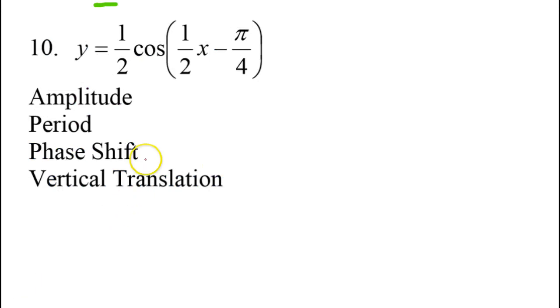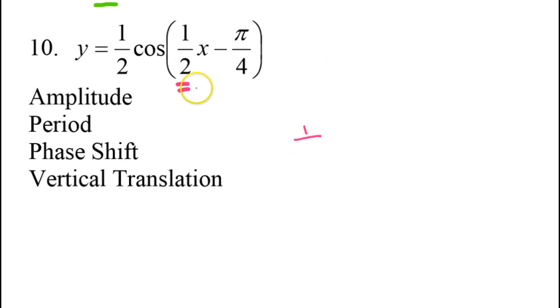For problem number 10, we first need to rewrite the function to see what the phase shift really is. The phase shift is not pi over 4. We have to take this b value and pull it outside of the parentheses. So we're going to rewrite this.